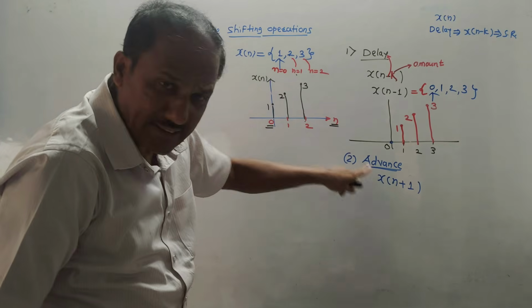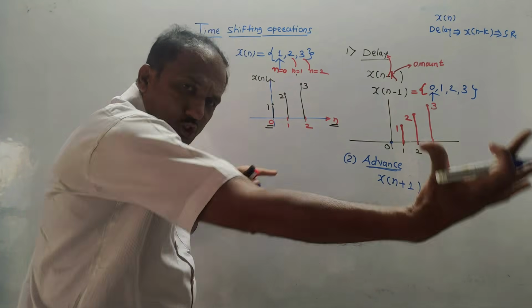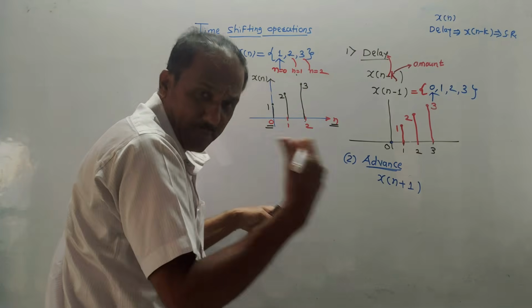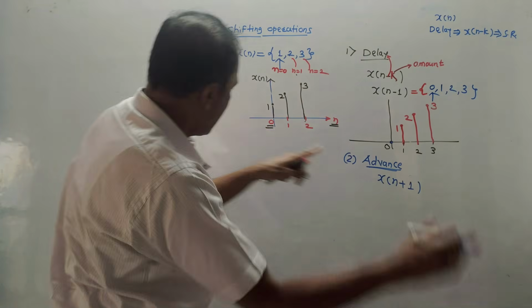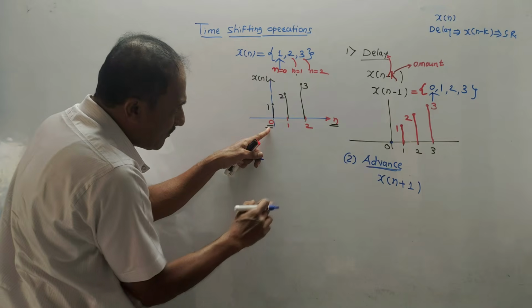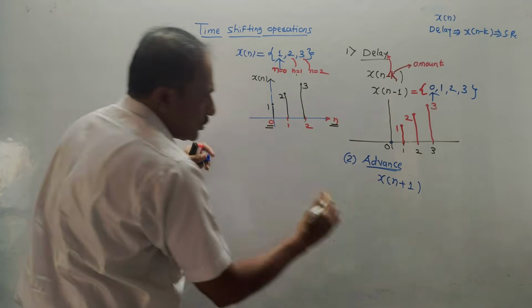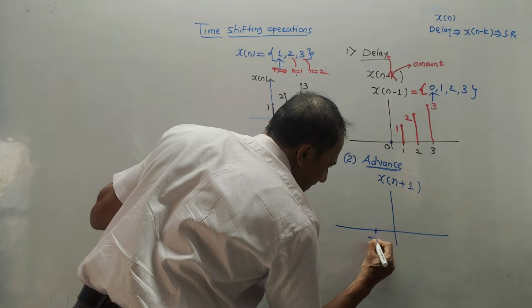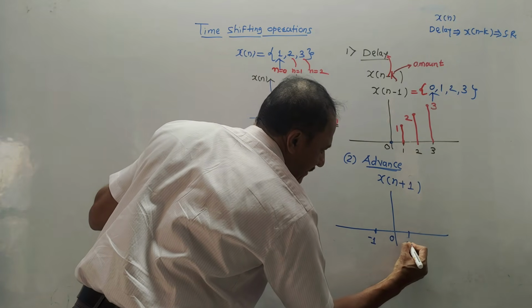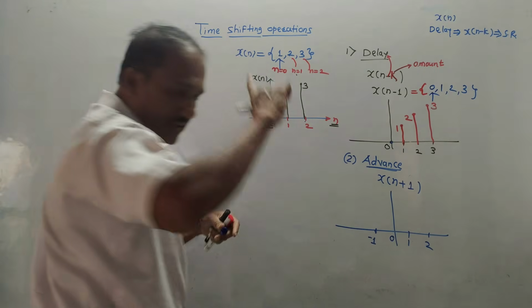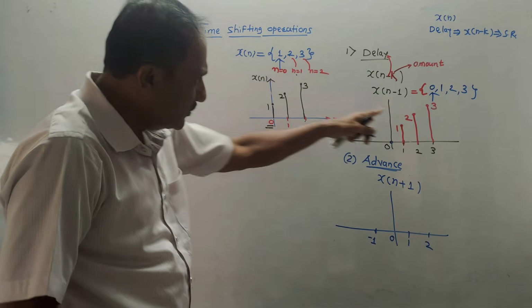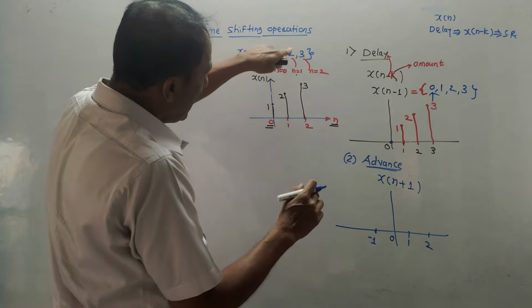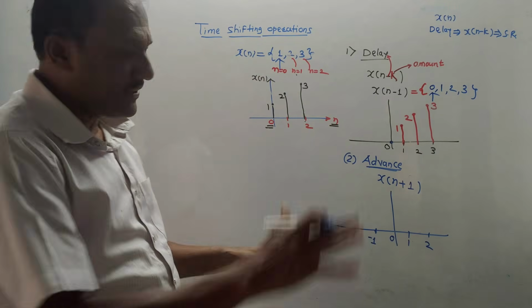If I want to advance this given signal by one position, it should start earlier. Earlier by how much? By one position. The original signal was starting from n equals 0, so the next starting value will be at n equals -1. Again mark the readings. Remember the rule: amplitude levels will be as they are, 1, 2, 3. You just have to identify the starting point.